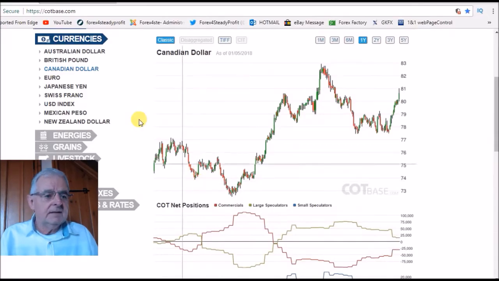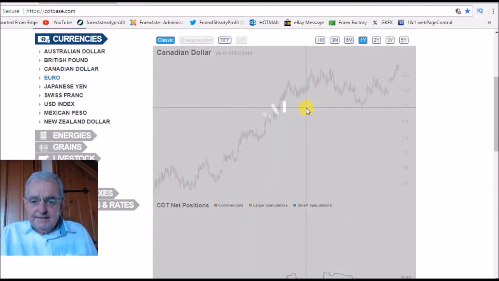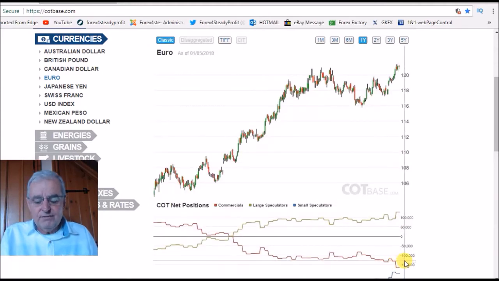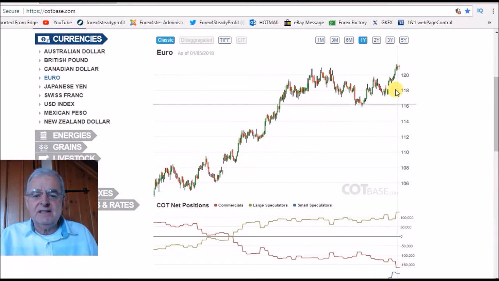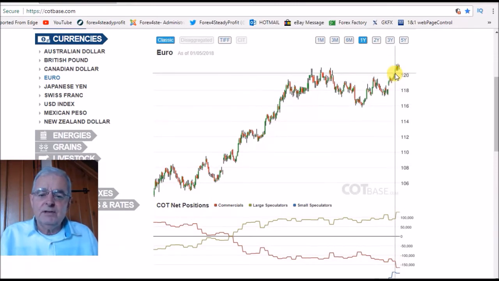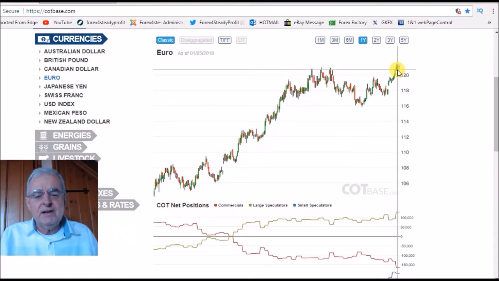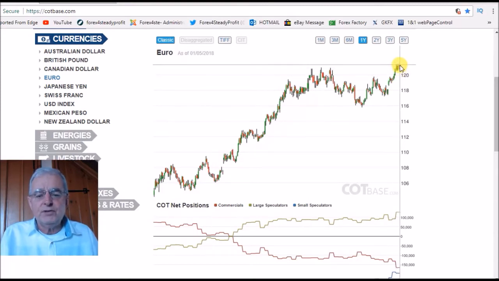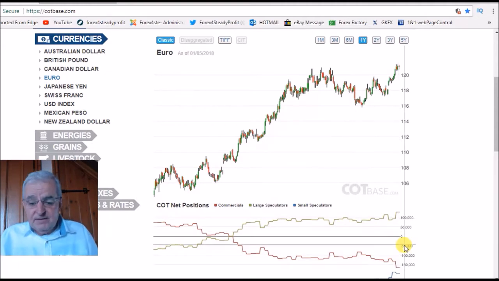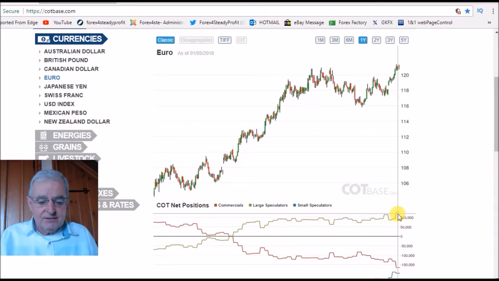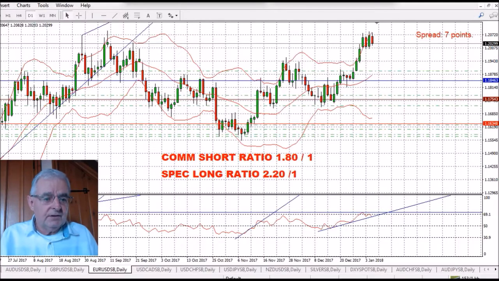There we go, the euro. Yes, the euro. The commercials have added massively to their short position, and this was before we had this recent upturn in the euro. So the euro has actually gained more strength. So I think the commercials will have added to this already extreme short position. They actually added more to the shorts for the commercials than the speculators added to the longs. So we'll just go and have a quick look at the chart.